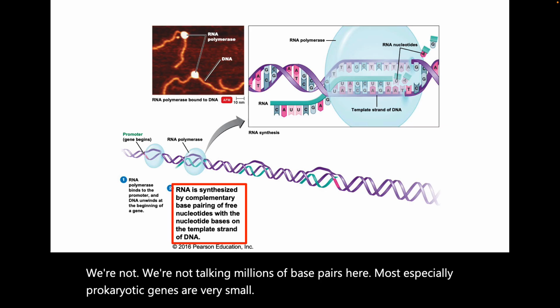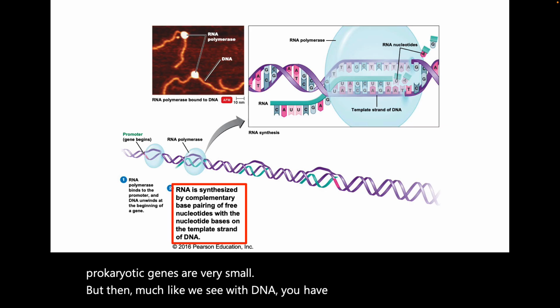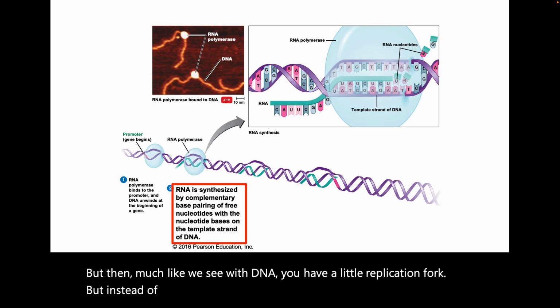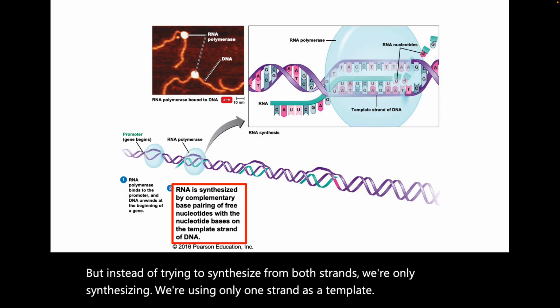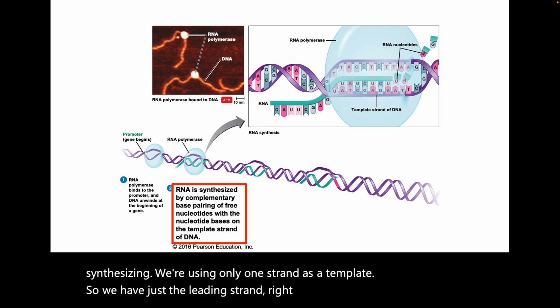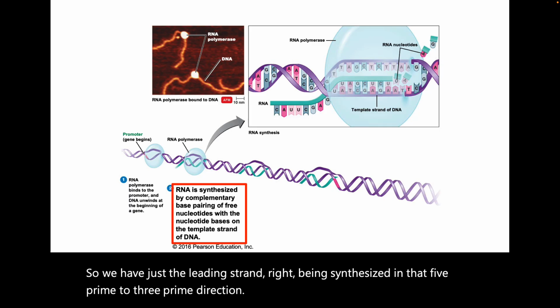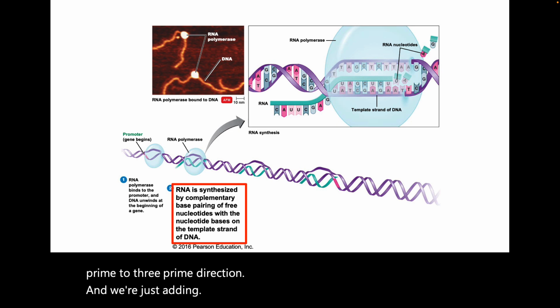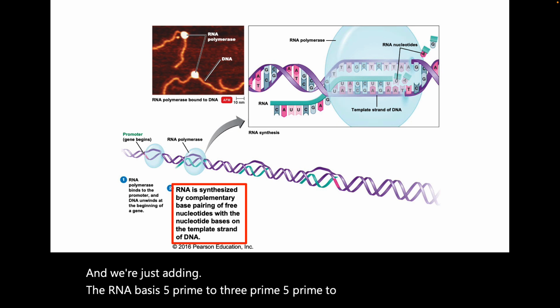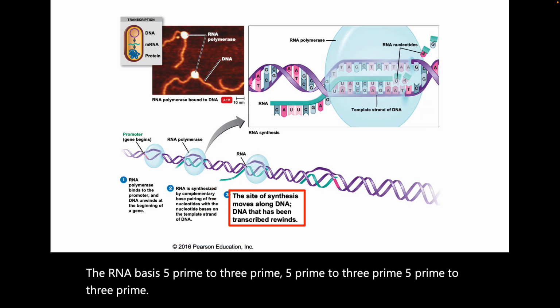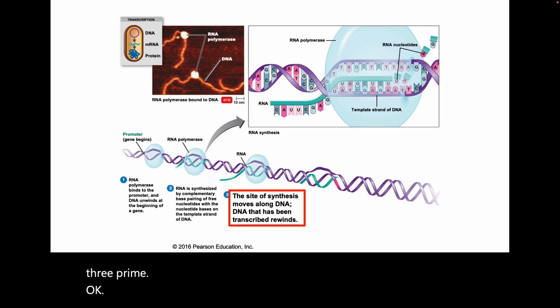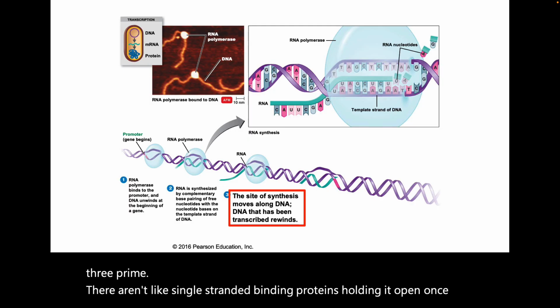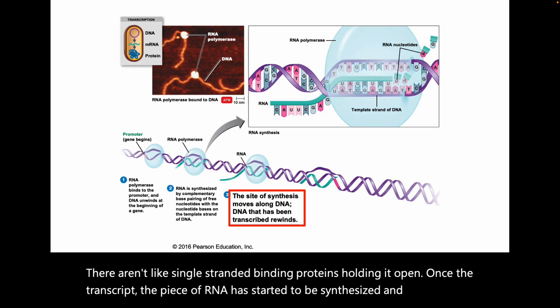But then, much like we see with DNA, you have a little replication fork. But instead of trying to synthesize from both strands, we're using only one strand as a template. So we have just the leading strand being synthesized in that 5' to 3' direction, and we're just adding the RNA bases, 5' to 3', 5' to 3'. There aren't single-stranded binding proteins holding it open. Once the transcript, the piece of RNA, has started to be synthesized and the polymerase moves out of the way, the DNA will just come right back together.